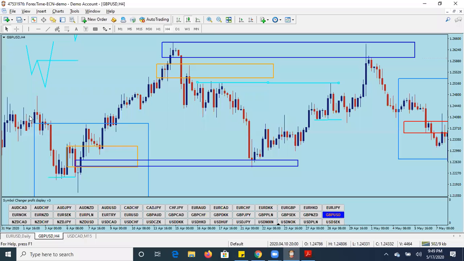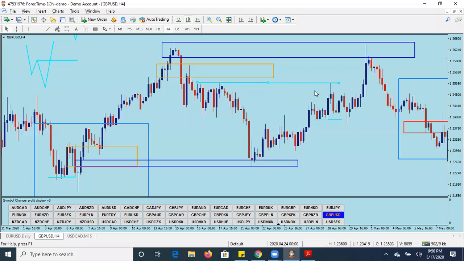So price came there, served as resistance before, broke through it, served as support before breaking through it again. So this will be seen as a strong zone for retail traders. You want price to kind of take out liquidity there, drop down, take out liquidity and move on.